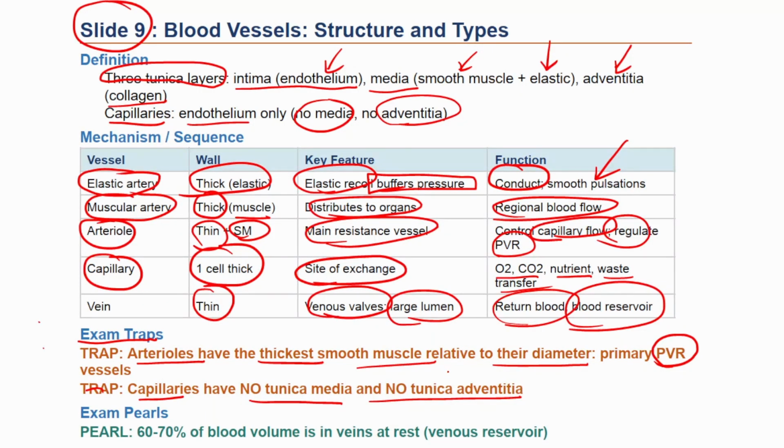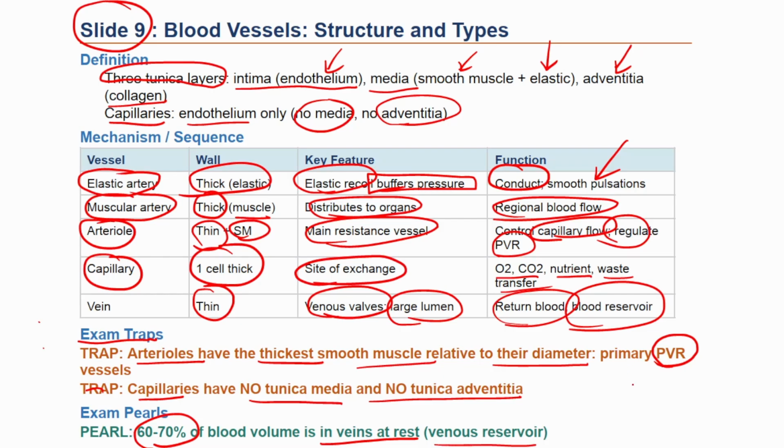To master the volume distribution matrix on your exam, remember that the venous system functions as the body's primary capacitance network, with approximately 60 to 70% of total blood volume residing passively in veins at rest. That means veins work as a reservoir.